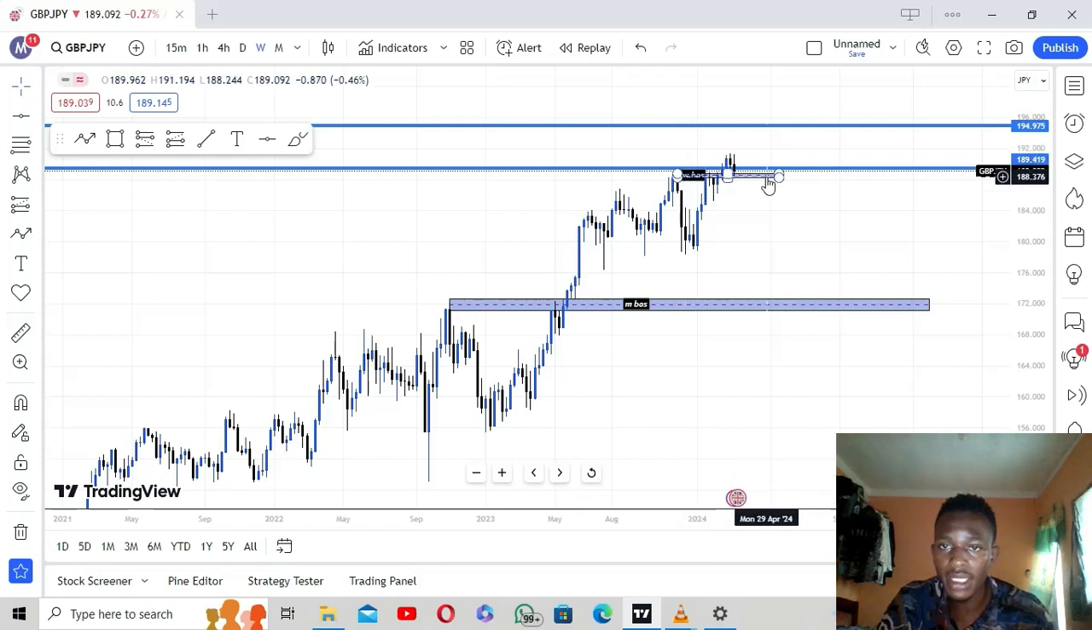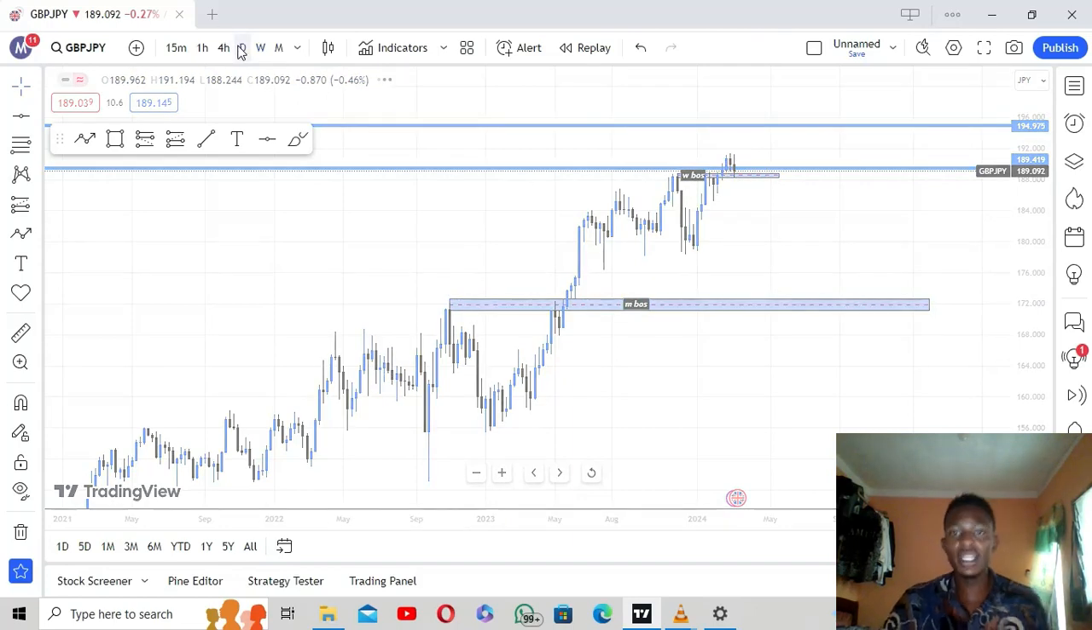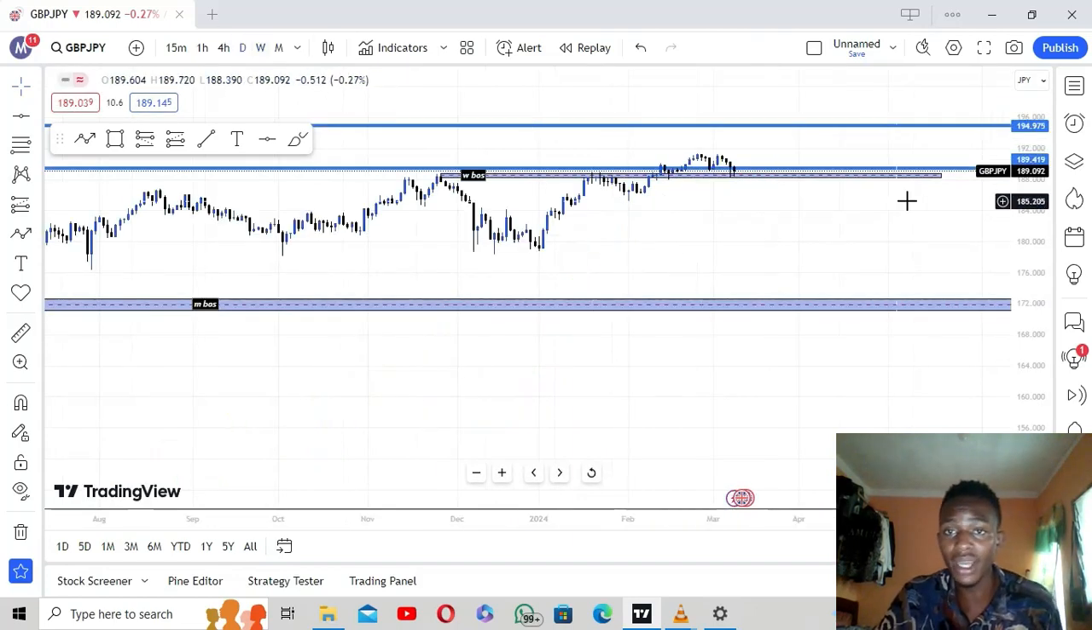My weekly BOS. And for me to trade this, remember I said this break or this place must be broken, be tested before I take my sell entry. Now, guys, let's go down to the daily time frame. We are still in the weekly time frame doing our analysis.